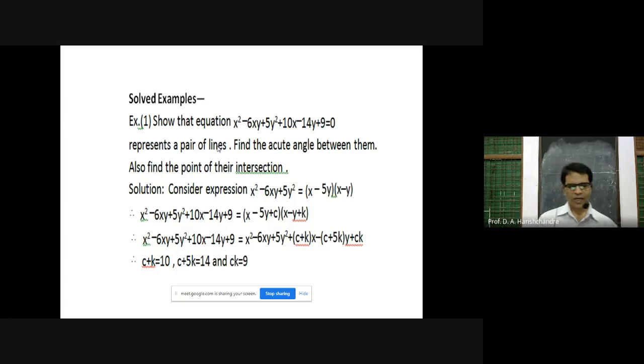Under what condition will it become the joint equation of a pair of lines? If you can extract two separate lines from this equation, then and only then it becomes the joint equation of a pair of lines. So is it possible for you to obtain the separate equations of the two lines from this general second degree equation? If it is possible, then and only then it is a joint equation, otherwise not. Let us check. Consider the expression x square minus 6xy plus 5y square. Now you can obtain the factors of this expression. They are x minus 5y and x minus y.